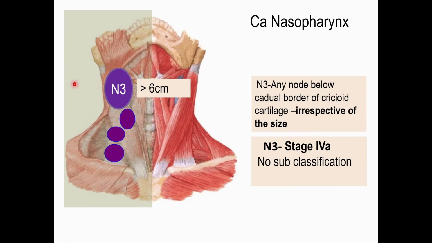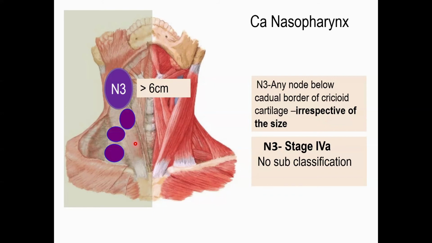Next is N3. Any node above 6 centimeter, automatically it becomes an N3 disease. Then it becomes a stage 4 disease. And again, there is no subclassification for N3, that is N3A or N3B, for carcinoma nasopharynx. Any node below the caudal edge of the cricoid cartilage, irrespective of the size, even if you have a 1 centimeter node, 1.1, if you feel that it is radiologically involved, a node below the caudal edge of the cricoid cartilage means at the level of the trachea. The caudal edge of the cricoid cartilage forms the caudal edge of level 3 node.